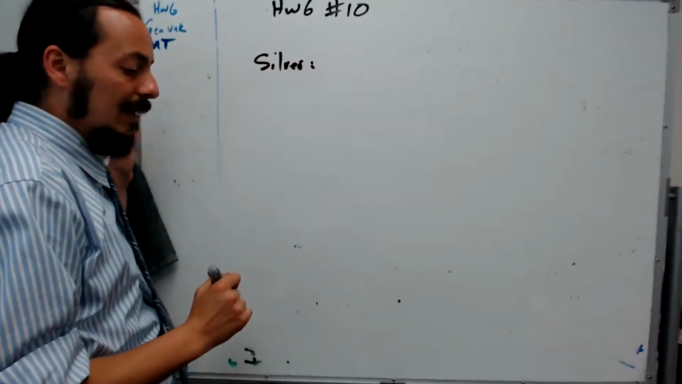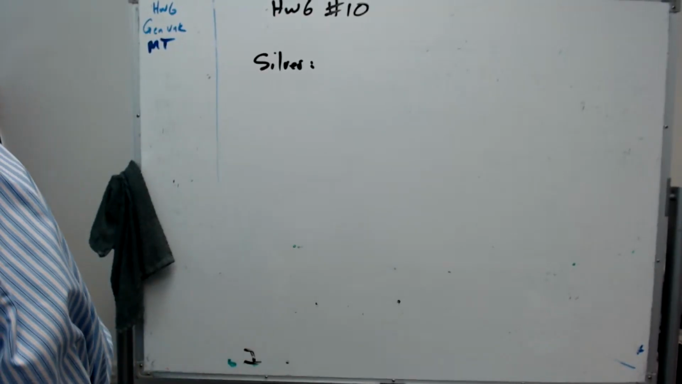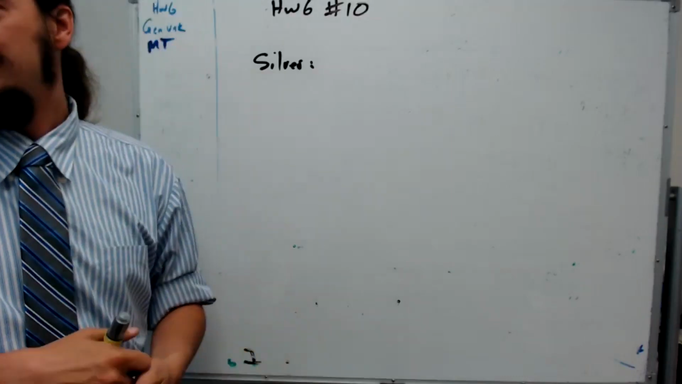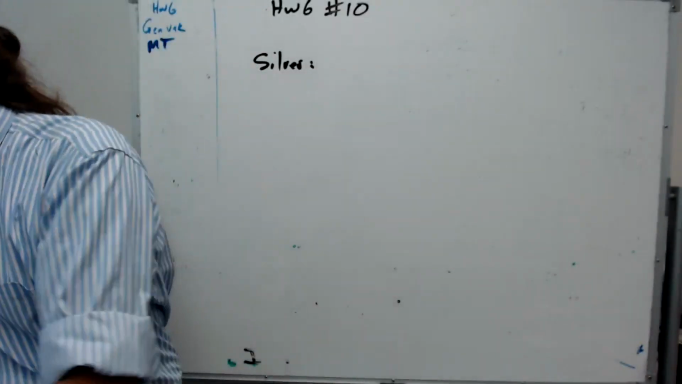So if we look at silver, now I need a periodic table. Please tell me. I have a periodic table. Please. I feel like I should just have periodic tables everywhere. They're all in a pile right over there.